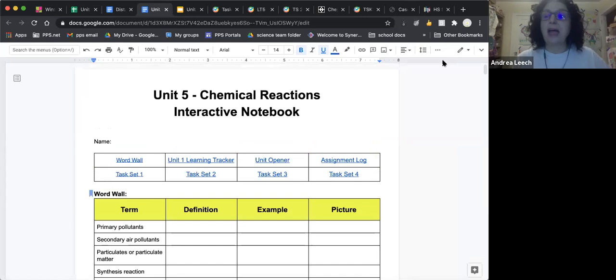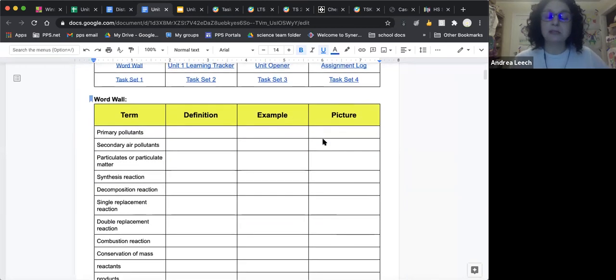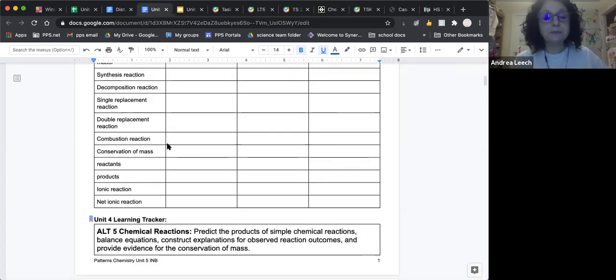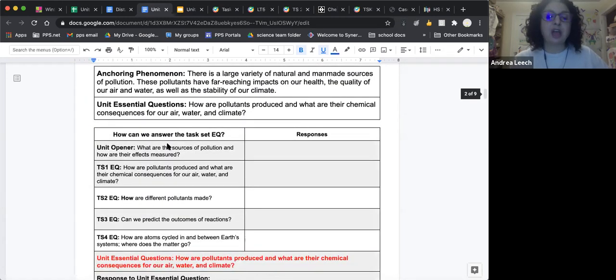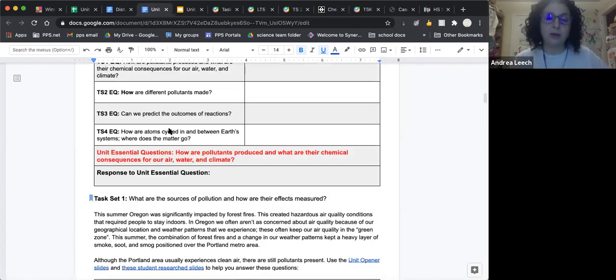It has those different pieces. And as I've said in other webinars, you might want to break this up into smaller pieces for your students. I recommend keeping whatever terms match that task set with the task set. So like primary, secondary, particulates, those will all want to be part of task set 1, for example. I also like to keep the unit question there, so like how are pollutants produced might go with task set 1.